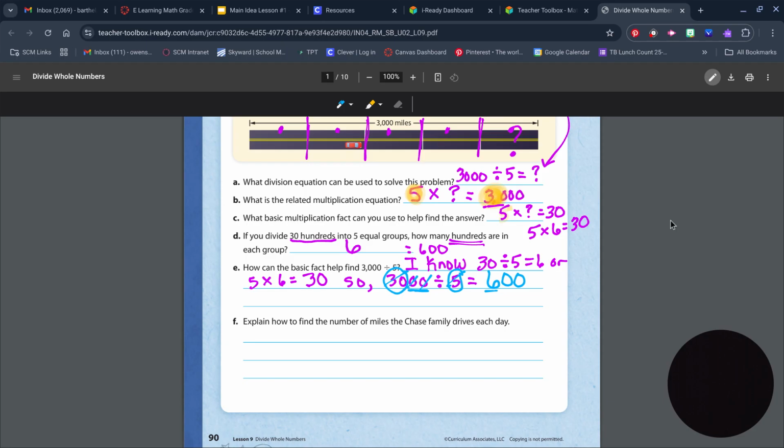Okay, so to explain how to find the number of miles that the Chase family drives each day, you have 3,000 cut up into 5 days, which is 600 miles per day. 30 cut up into 5 equals 6.